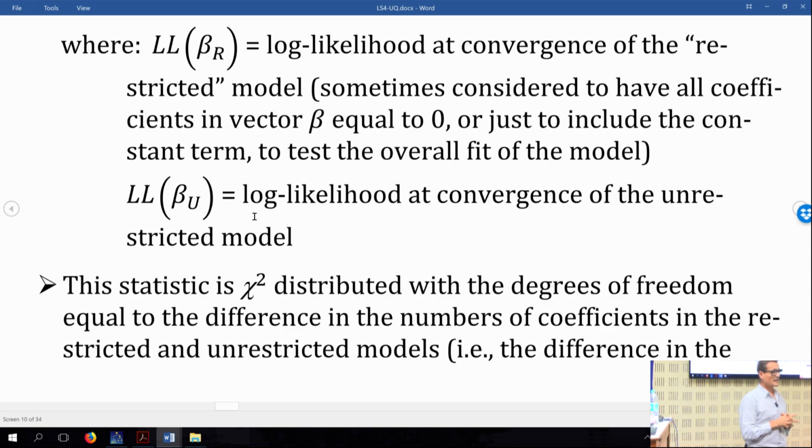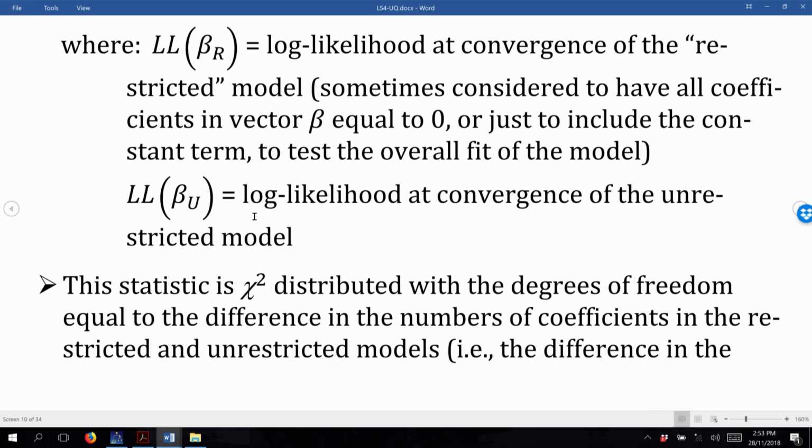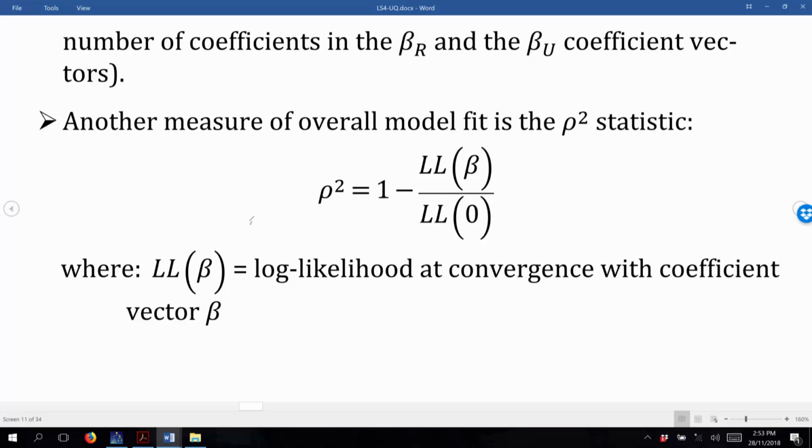So if the chi-square probability is really low of achieving a difference that large, usually less than 5%, we say chance can't explain it. The unrestricted model is significantly better than the restricted one. That test is going to come in handy a whole bunch for all kinds of models. So that's why I spent some time on it.